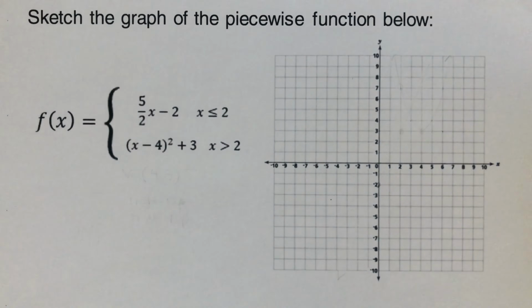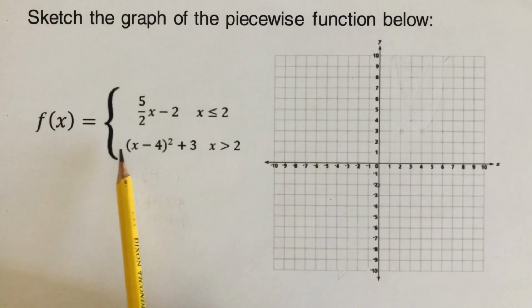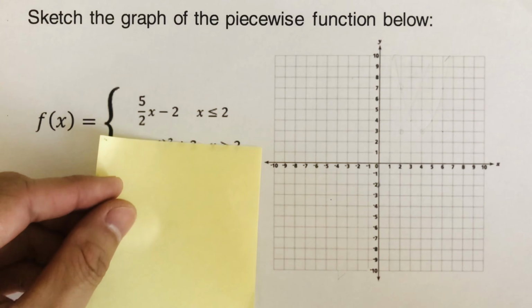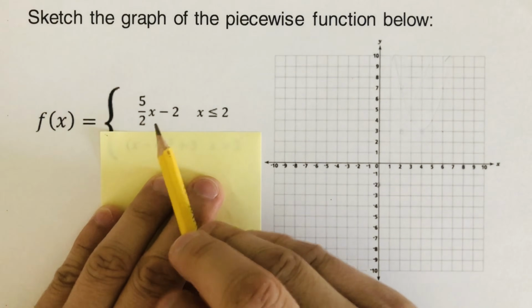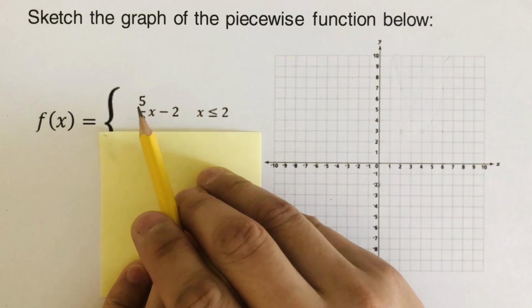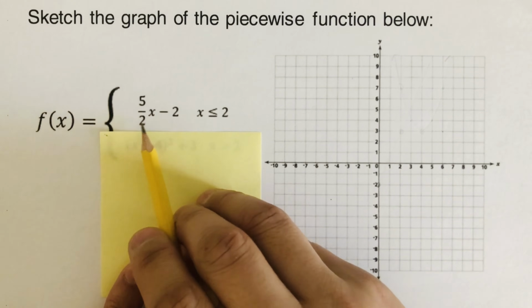Okay, so we go over the problem here. So we start with the first piece here. So if I'm going to cover, there's actually 2 pieces here. So this is the first piece and that's the second piece. So if I were to cover the second piece, we can look at the first piece. So let's graph this. It says f of x is equal to 5 over 2 x minus 2.